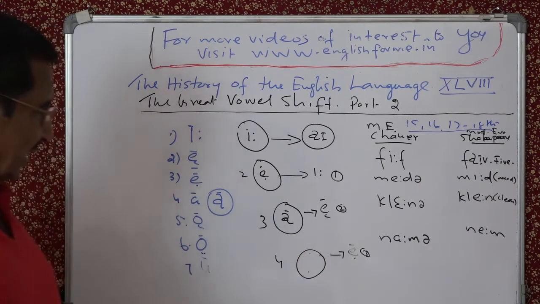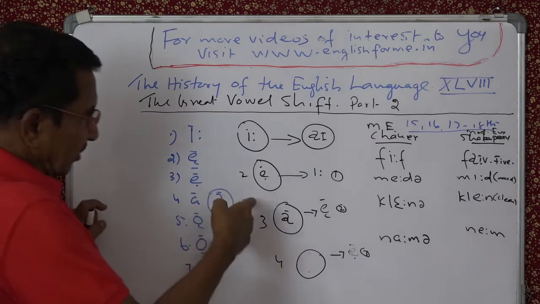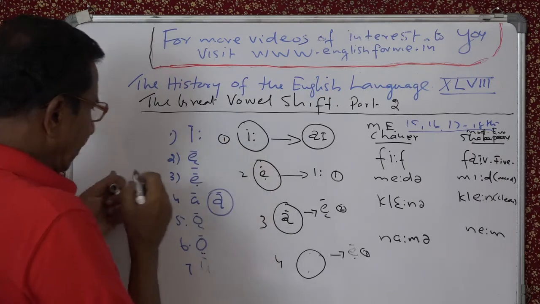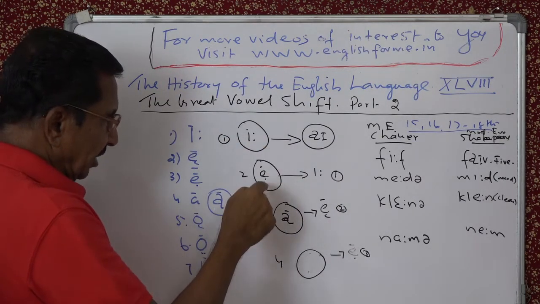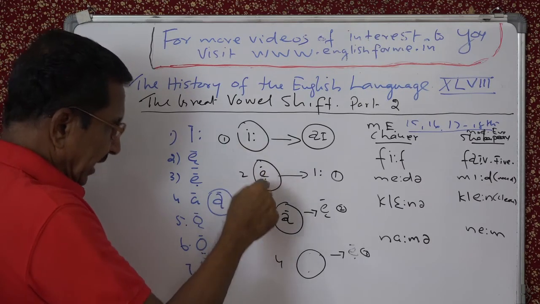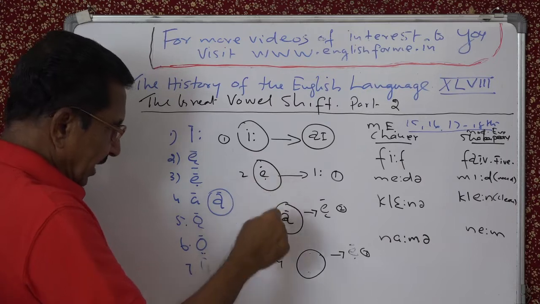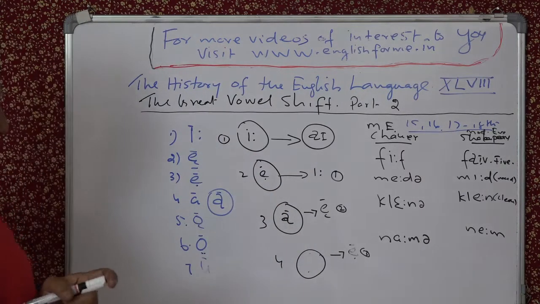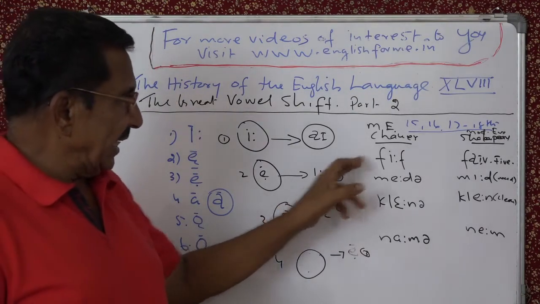So you understand that. So what happened is, second took the position of the first, the first became a diphthong, vacancy, it is filled by the second, vacancy, filled by the third, vacancy, filled with 4. And then you have got examples like this. Middle English. E, I.